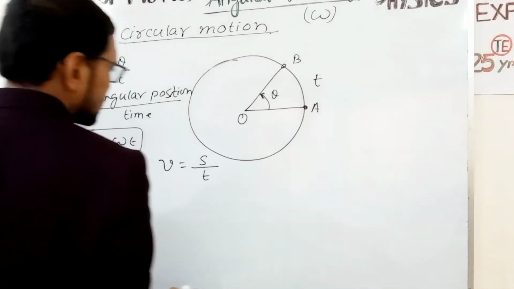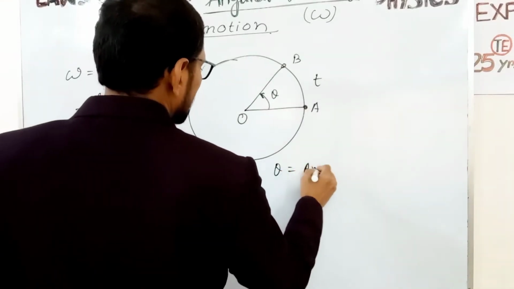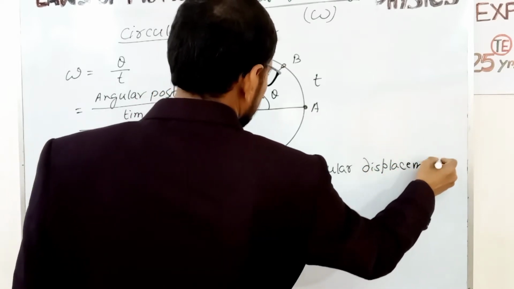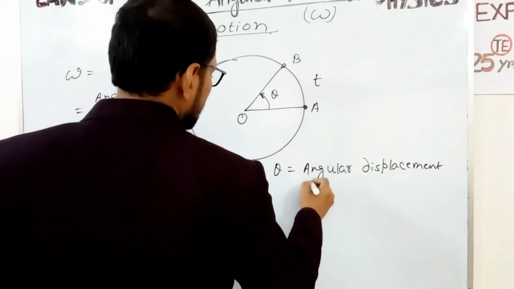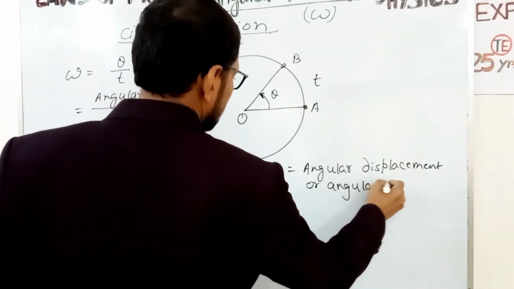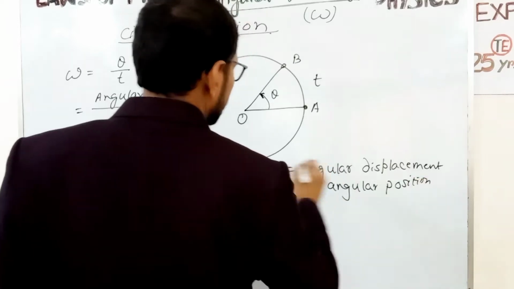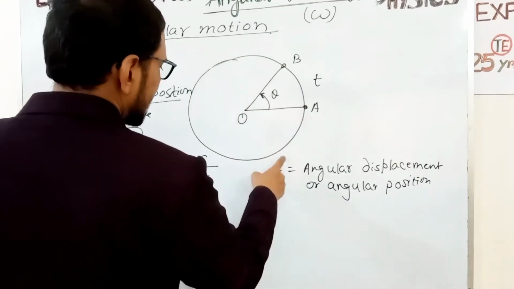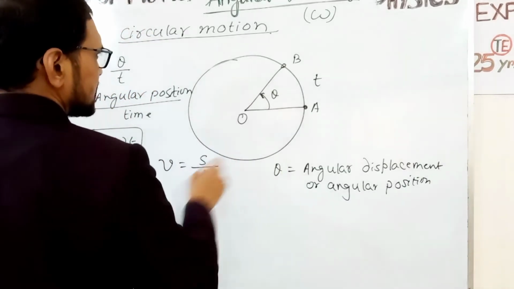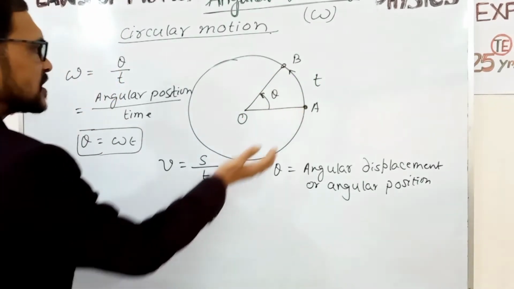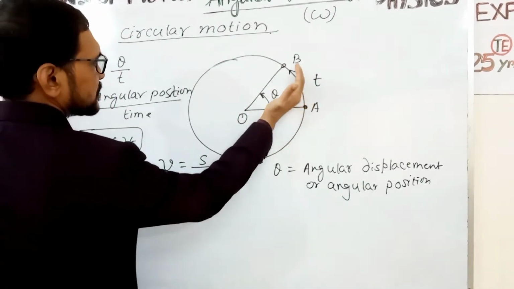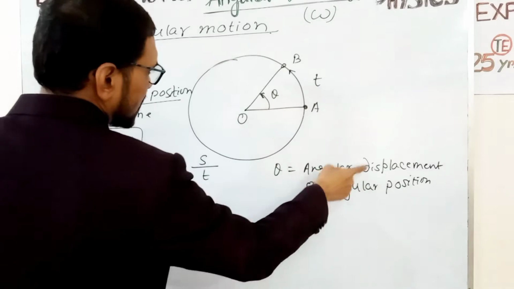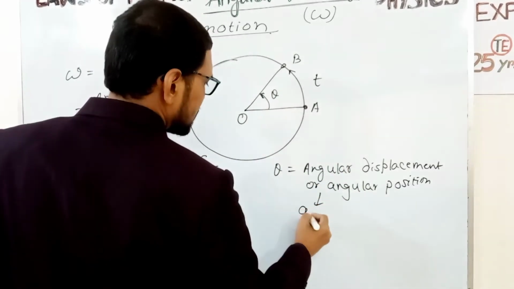Now what is angular position or angular displacement? Theta equals angular displacement or angular position. This is a vector quantity. What is the direction of the vector? This is an axial vector. Direction is about the axis. If the body rotates in a circle and we curl the fingers along the direction of rotation, then the thumb denotes the direction of the angular displacement. So this is called an axial vector.